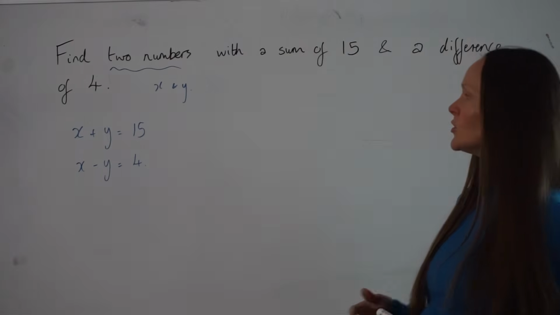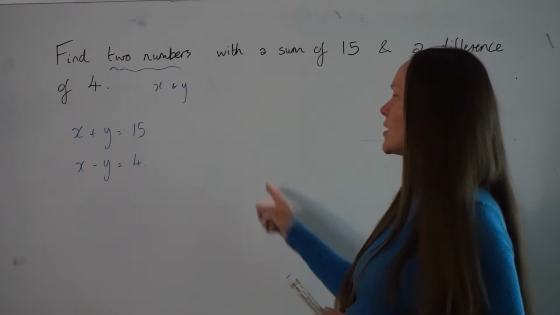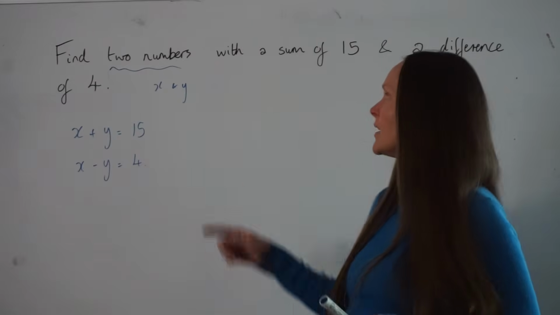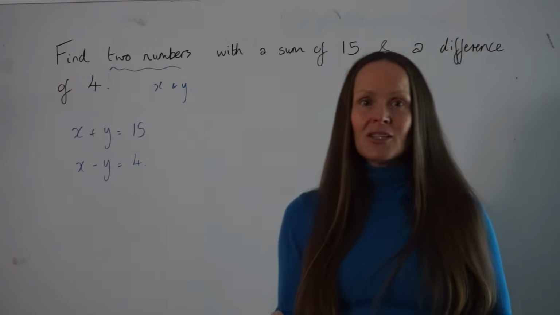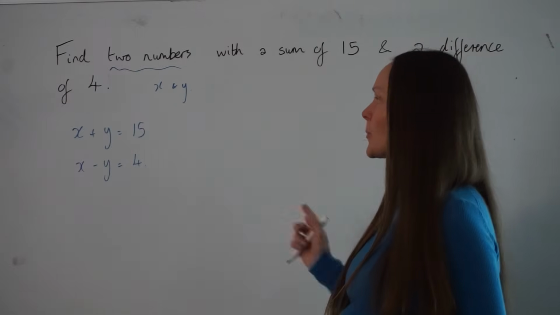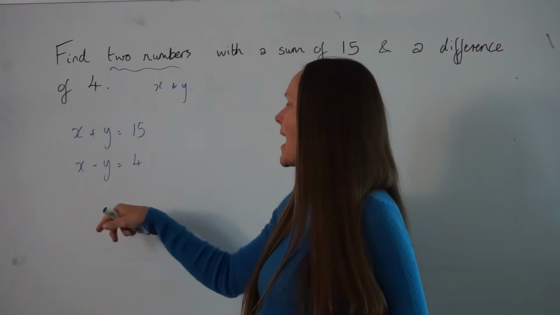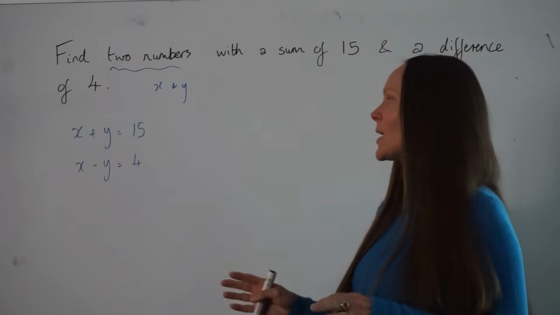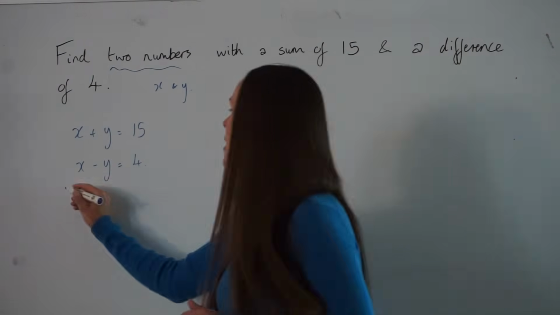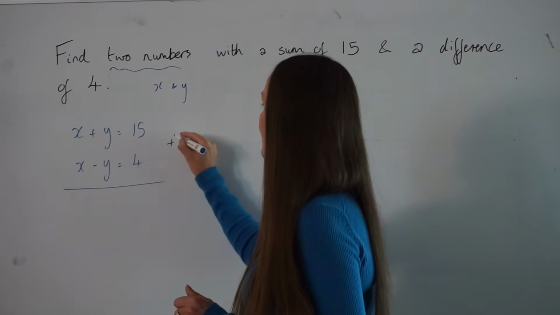So now all we need to do is solve these simultaneous equations to work out x and y, so the two numbers, okay? I'm going to use the elimination method. You can either subtract the two equations to eliminate x, or add the two equations to eliminate y values. Either way, you'll get the same answer, okay? I'm going to add the two equations together.